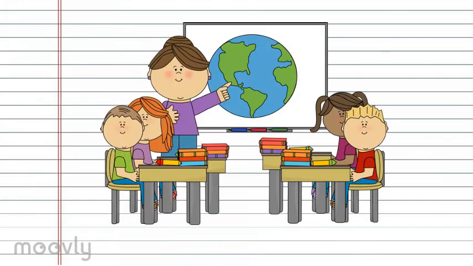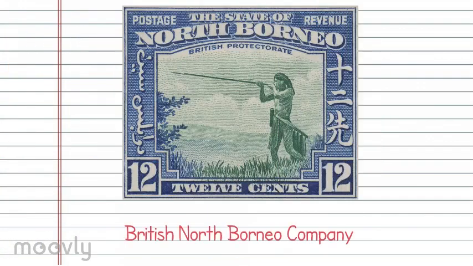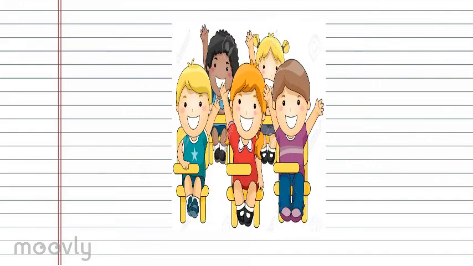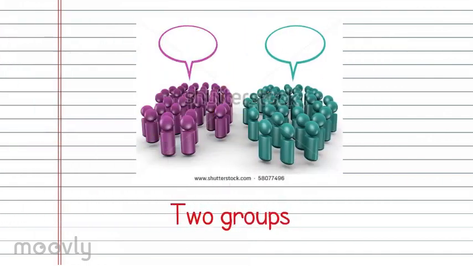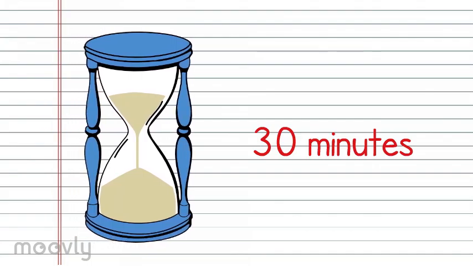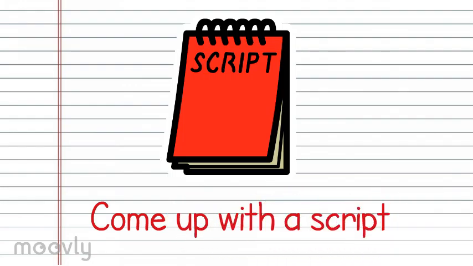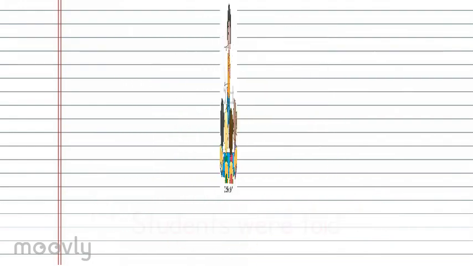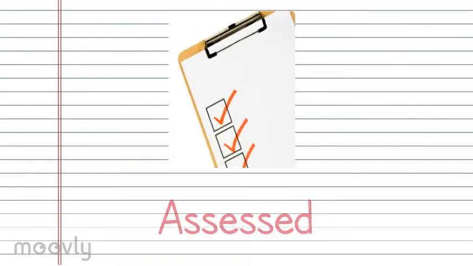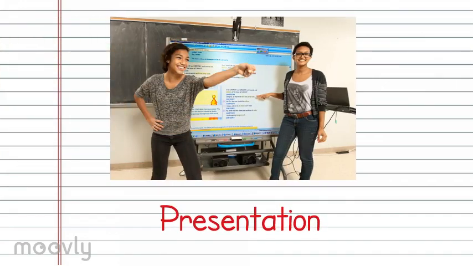During the lesson, the students were asked to conduct a role play on the formation of the British North Borneo Company. The students were divided into 2 groups, where each group was given a sample script. This was done in order to give them an idea of how to write a script. They were given 30 minutes to discuss and analyze the topic and to come up with the script for their role play. The students were told that they would be assessed according to their creativity and their presentation of content.